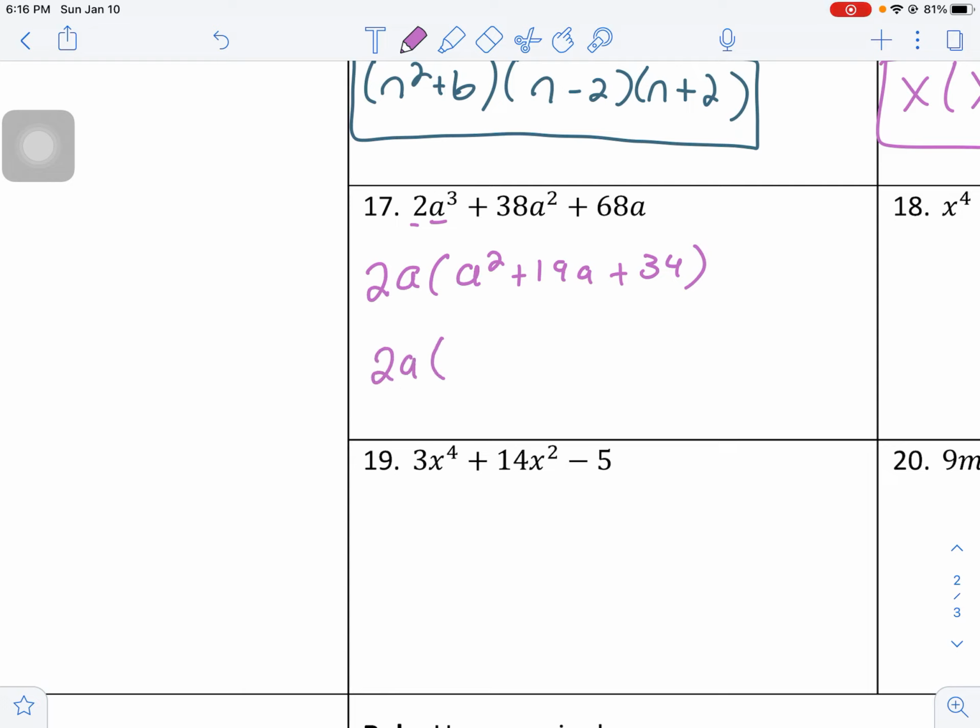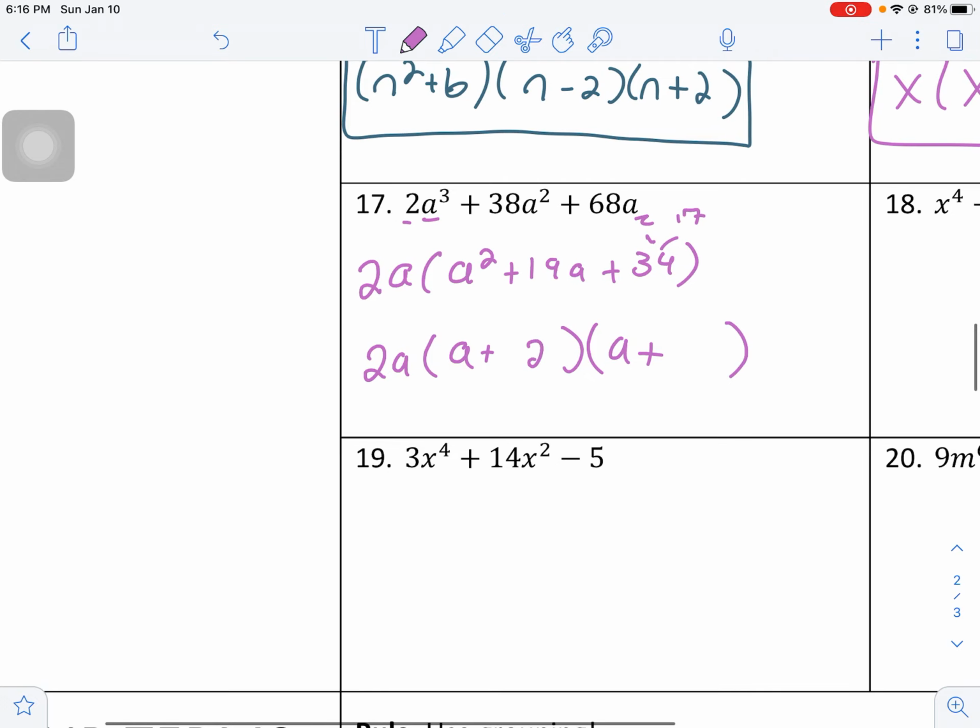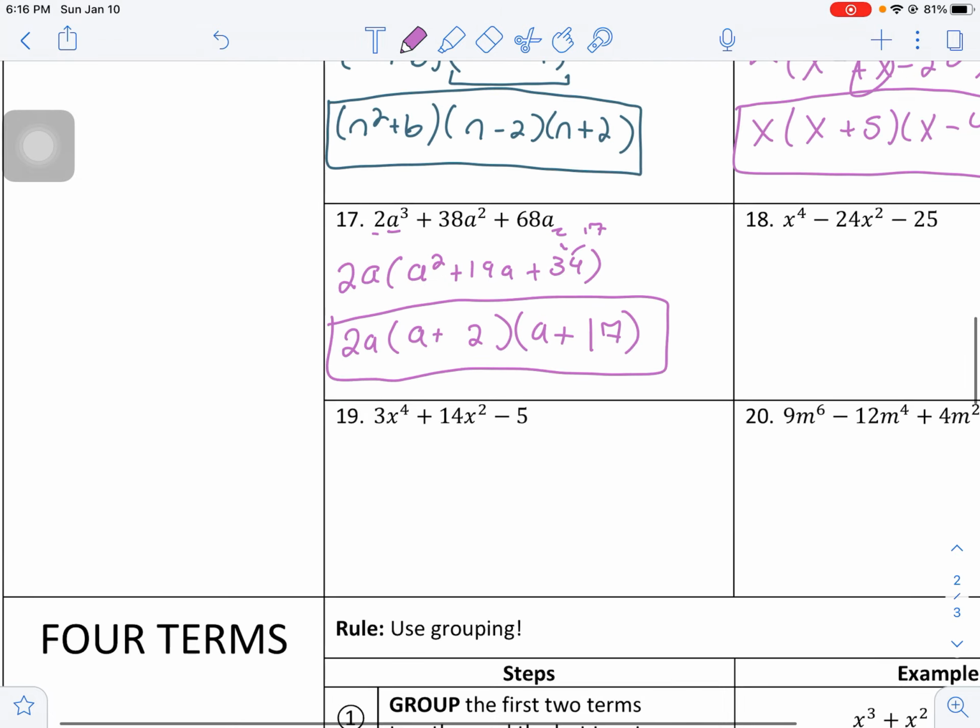And then let's figure out these factors. So that's 2a, so we're going to have a and a. They're both plus, so we need to get to 19. So 34 is going to be 2 and 17, which looks like it works. So we should have 2 and 17. And then there's all of our factoring.